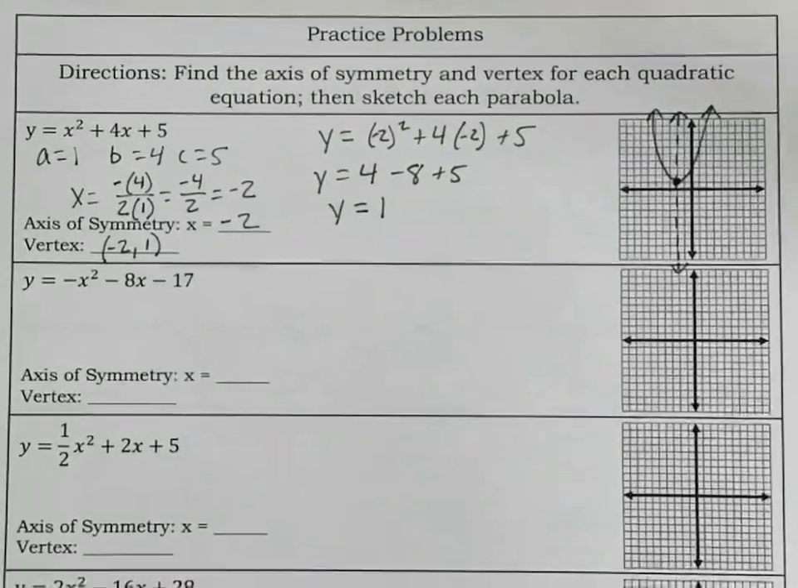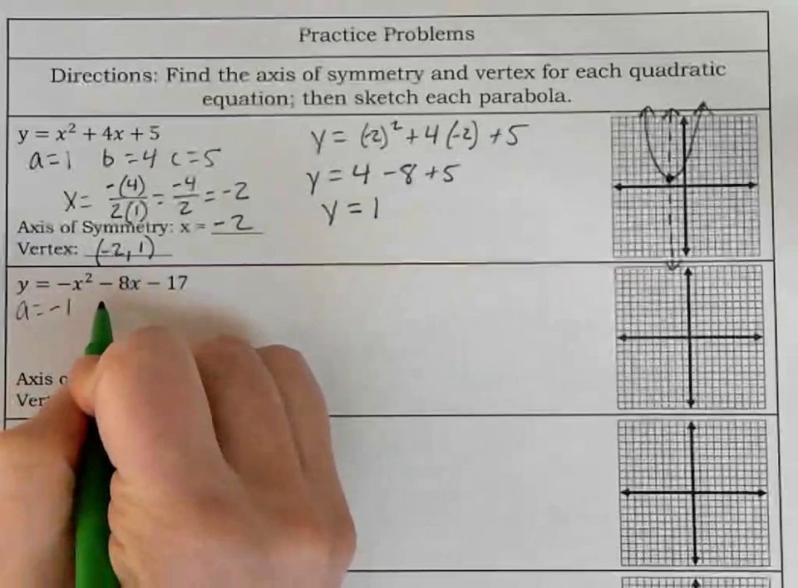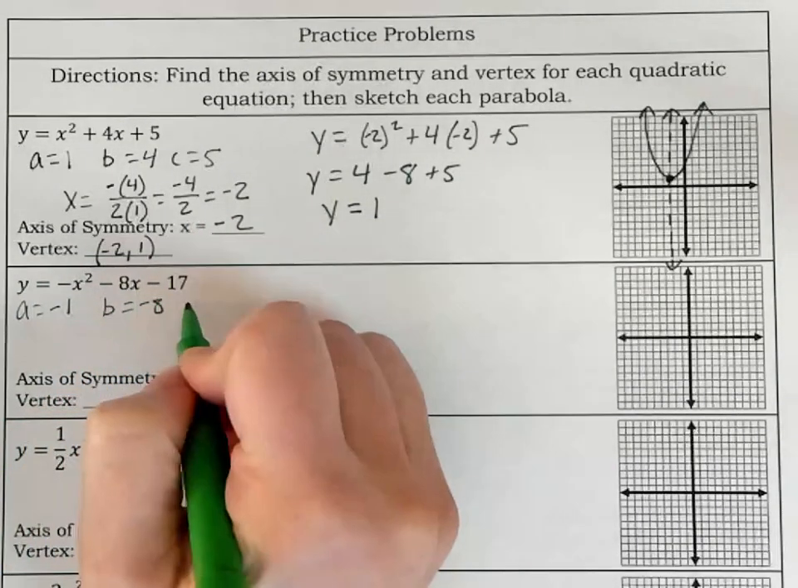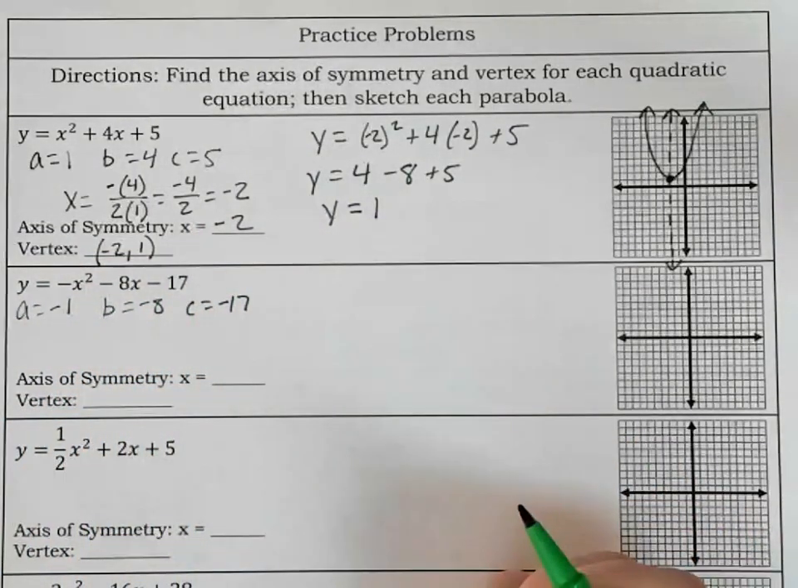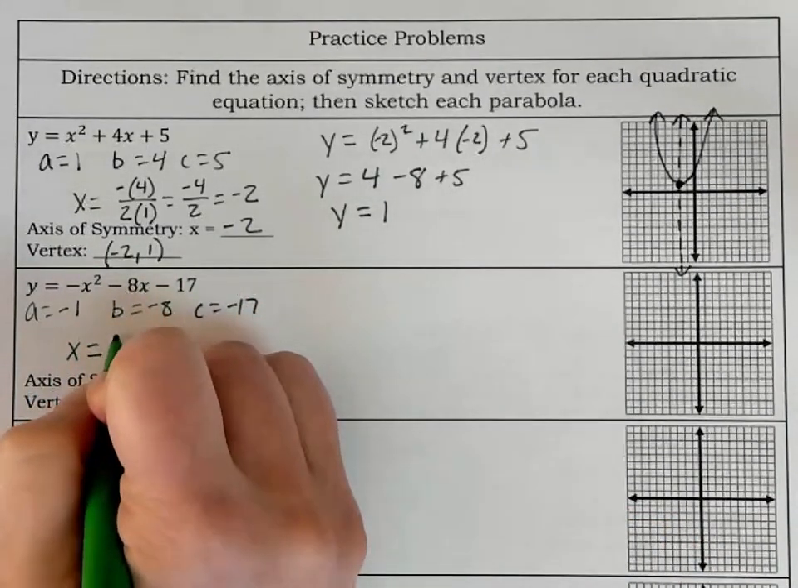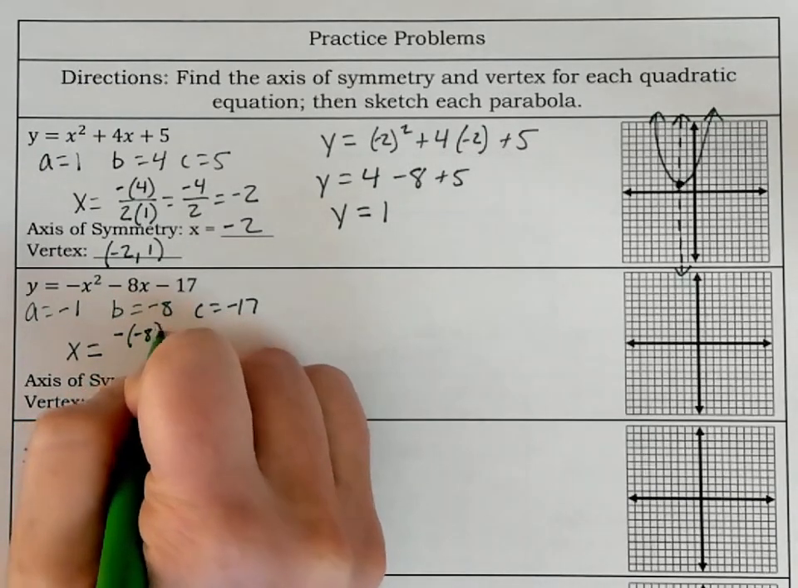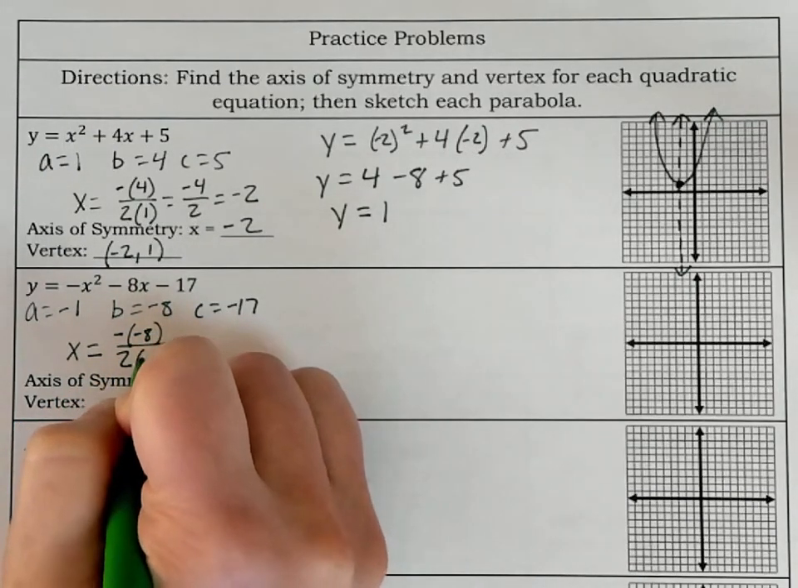All right, so looking at number 2, same process. We have this time our A is negative 1, B is negative 8, and C is negative 17. I'm going to take and plug in those values. So X is going to be equal to negative B, which is a negative 8, divided by 2 times A, which is a negative 1.